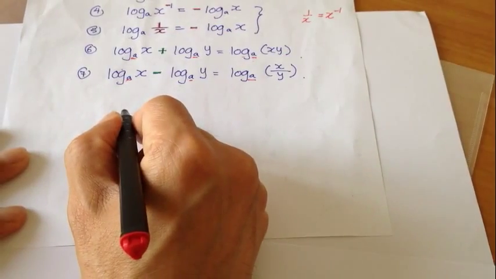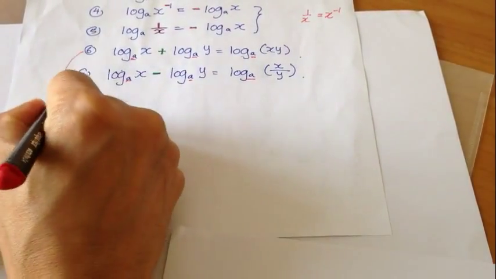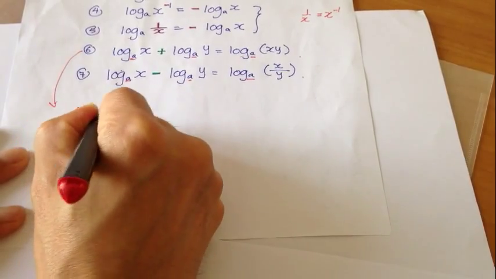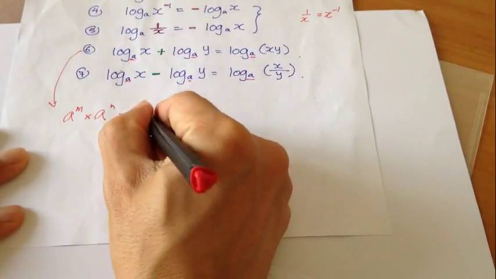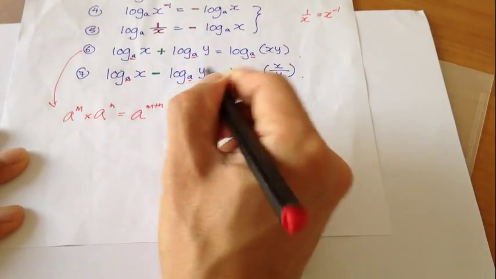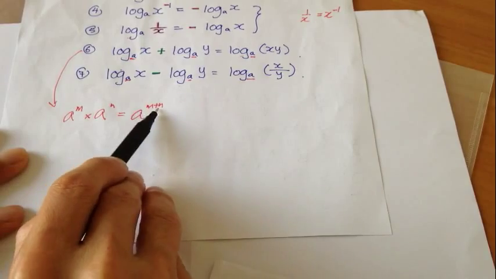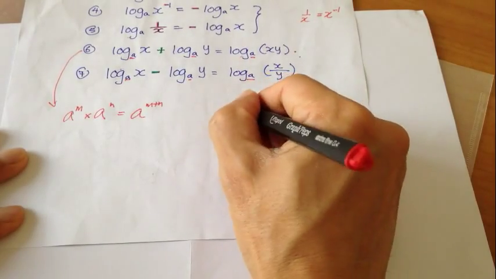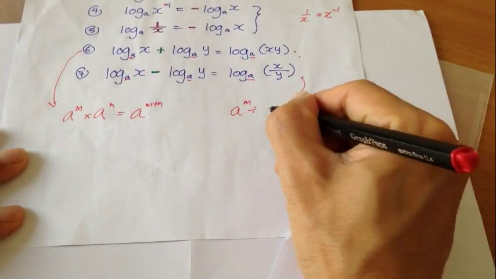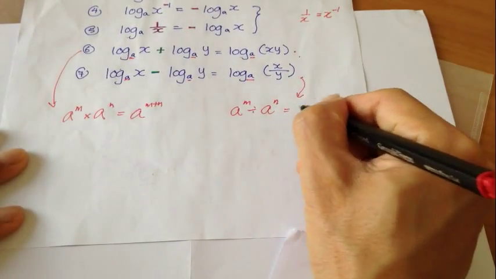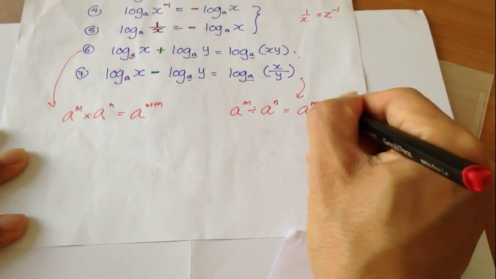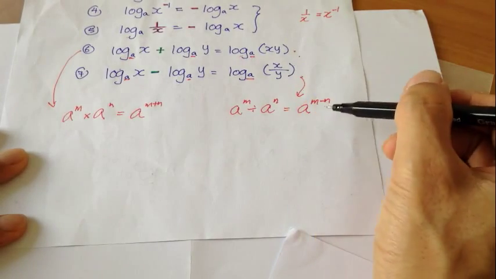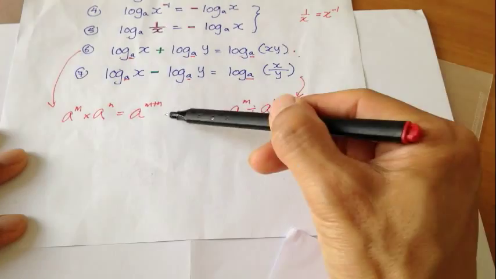Opposite of index or exponents. In index or exponents, we have a to the power of m times a to the power of n is equal to a to the power of m plus n. So you can see that here is the product and here's the addition, and the opposite to that is what we have in logarithm. And for number 7, we have another rule that says a to the power of m divided by a to the power of n is equal to a to the power of m minus n. That is, you take the difference of the indices. So number 7 is the opposite of this. Number 6 is the opposite of that.